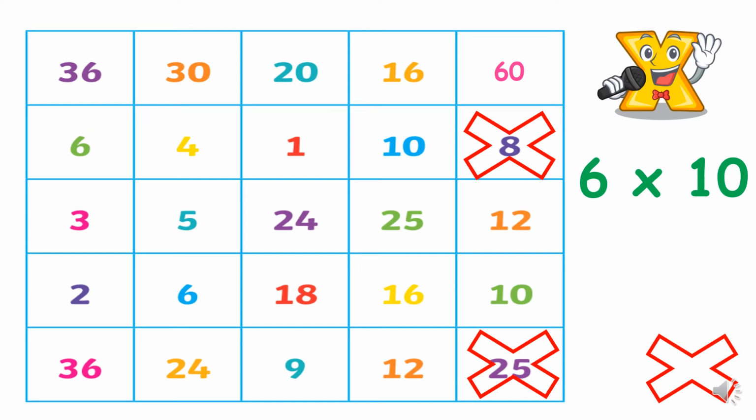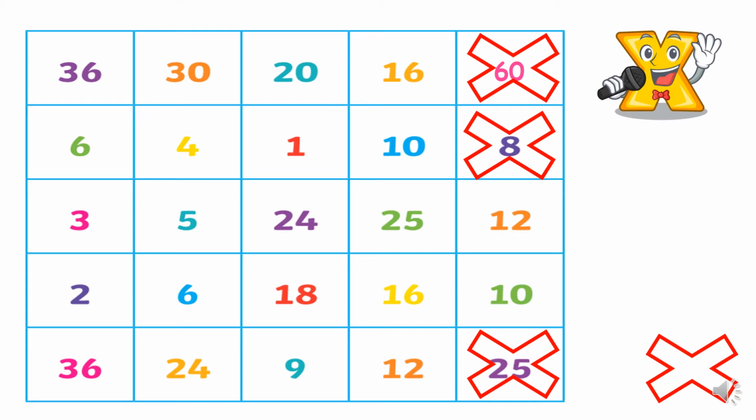This question asks us 6 times 10. So a slightly larger array now. So 6 groups of 10. Can you work it out? Well done, it was 60. 6 times 10 is 60. 10, 20, 30, 40, 50, 60.